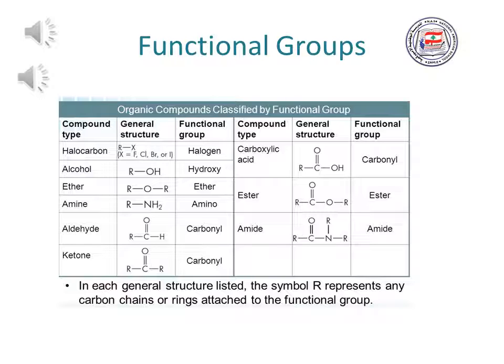According to the table, the compound type halocarbon has a general structure RX, where X is fluorine, chlorine, bromine, or iodine, and the functional group is halogen. Alcohol, ROH, functional group hydroxy. Ether, ROR, functional group ether. Amine, RNH2, functional group amino. Aldehyde, RCOH, functional group carbonyl.